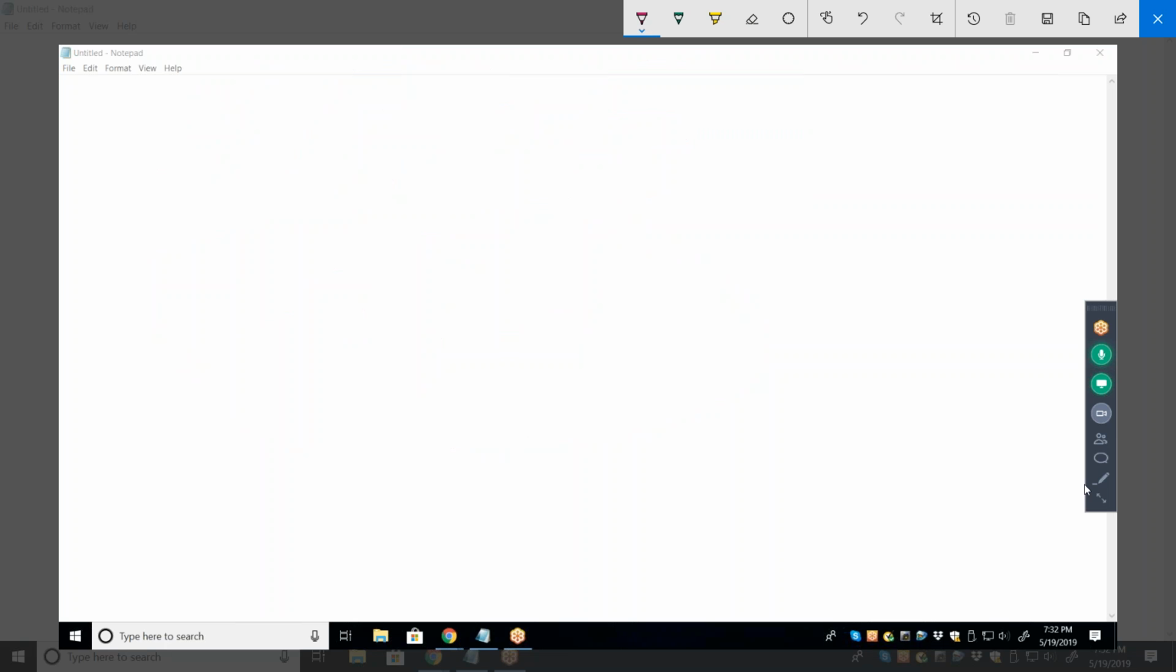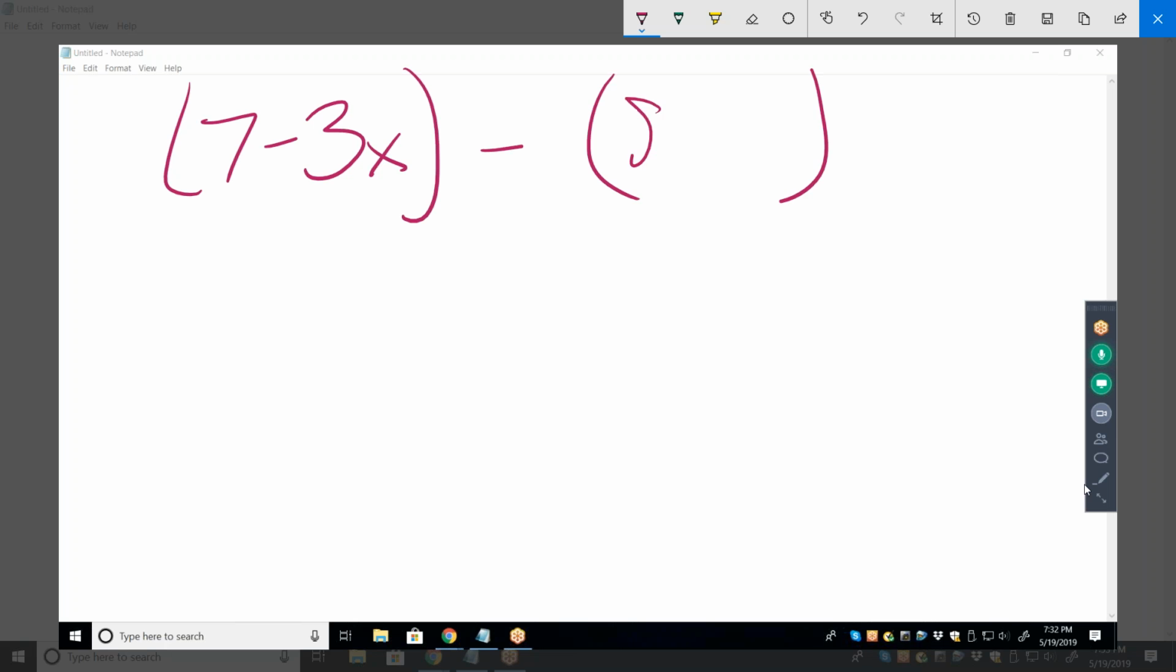7, or parentheses 7 minus 3x minus parentheses 8 minus 2x. Yeah, this is what I was looking for. Where that is subtraction. Okay? Now you cannot just remove the parentheses. Changes everything if you just remove the second set. You can remove the first set without doing anything.